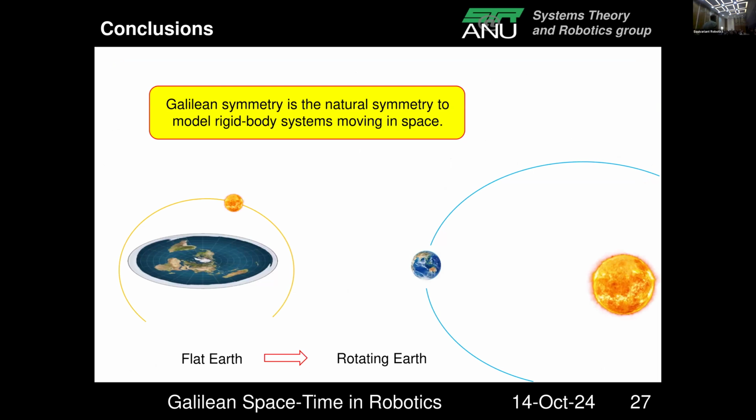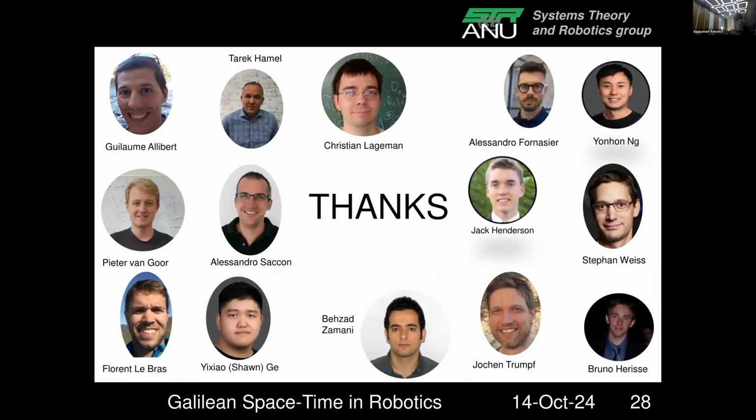So, in conclusion, I won't go through the details of the Galilean filter. I wanted to concentrate more on giving you the insight. In conclusion, Galilean symmetry is the natural symmetry to model rigid body systems moving in space. And I think that it's going to be a really powerful symmetry for the next few years, able to do quite a lot. It really takes you from flat Earth to rotating. So, thank you very much.